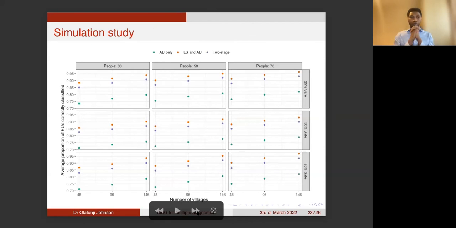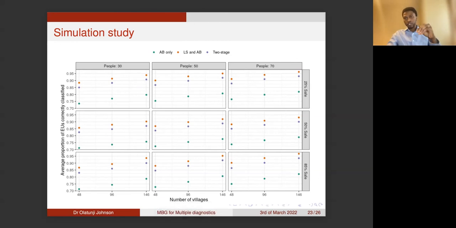Lastly, I think I still have a few minutes, so let's look at the simulation that we did. With the simulation, we are trying to examine a few things about our model and our approach, what we have checked. Basically, what we are checking with this result is that, one, we vary the number of people that are sampled in each village.